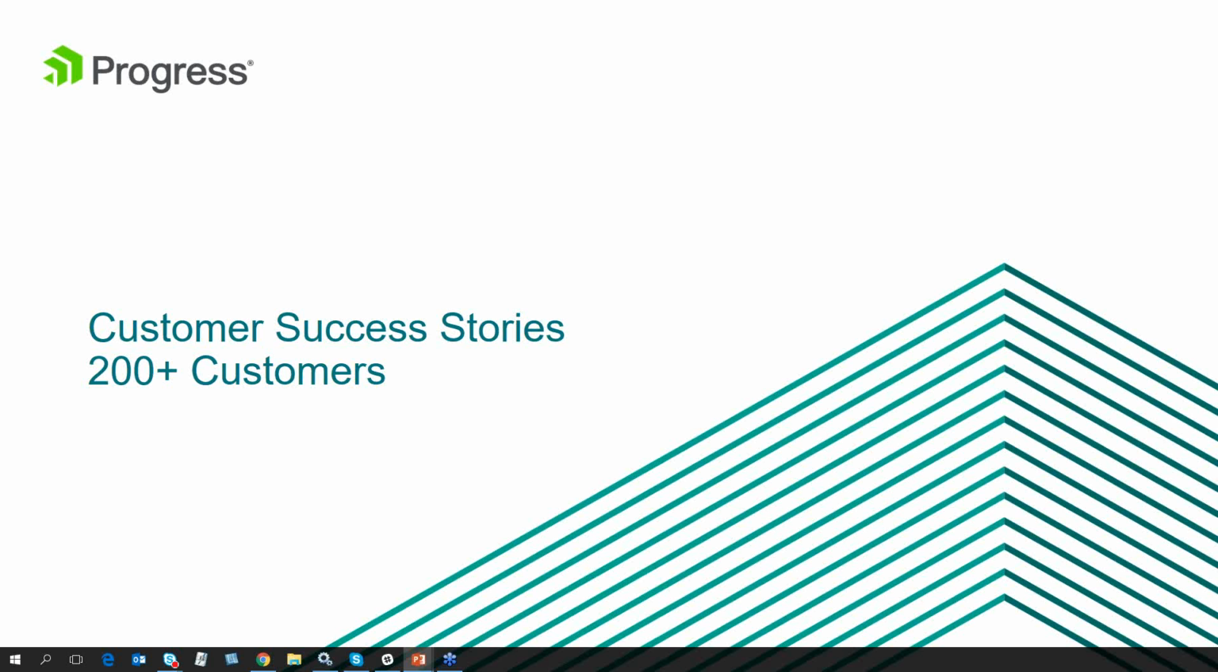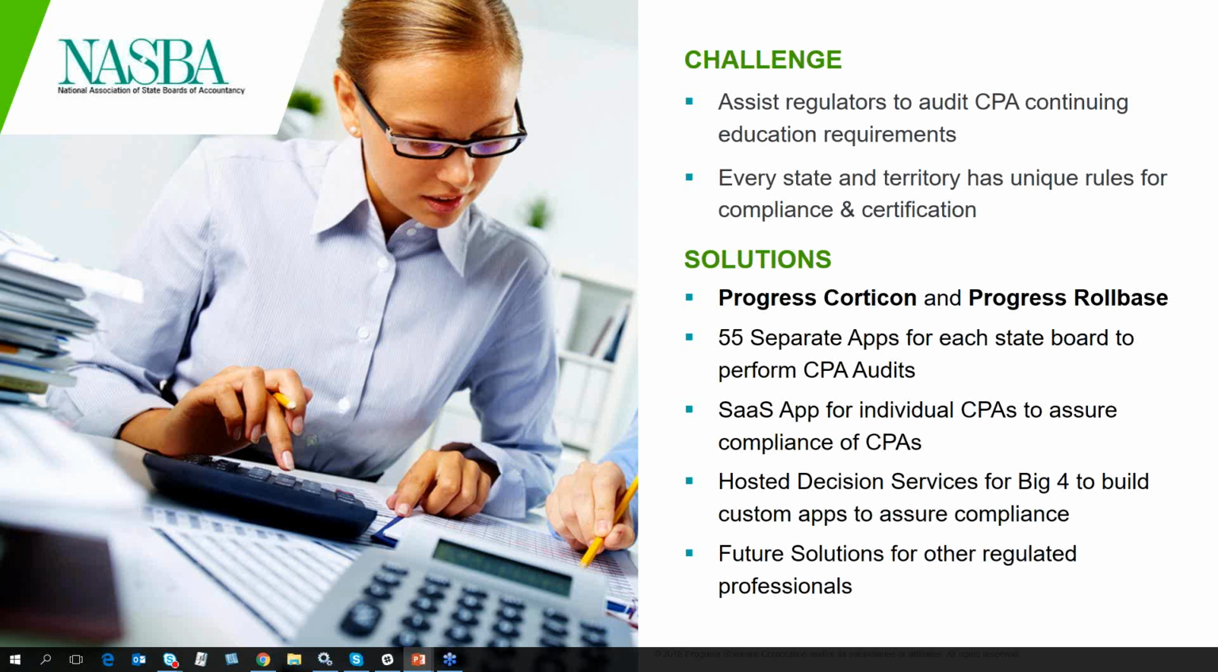We have over 200 customers on the platform around the world, and we're going to just step through a couple of these that have some complexities to them. NASBA is based in the States and is the National Association of State Boards of Accountancy, and this monitors certified public accountants in the U.S. to ensure that they stay compliant with audits by state. So each state has different rules to ensure compliance and certification.